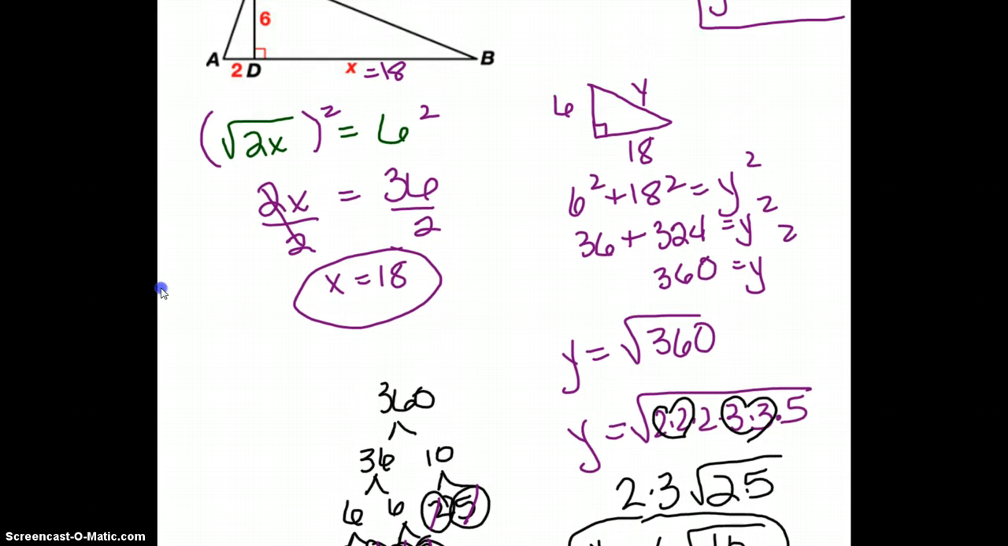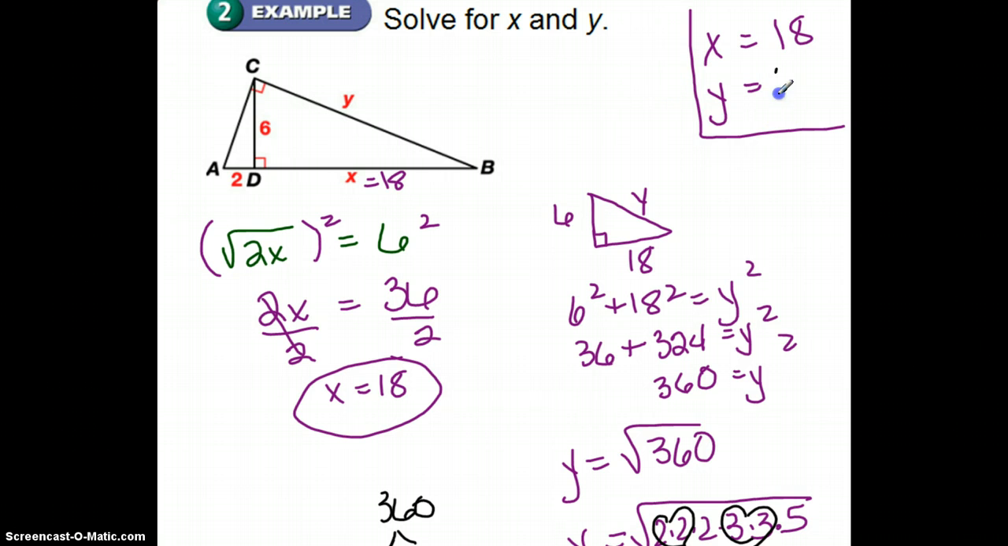Now I'm going to slide up and put this into my answer box. Remember, make yourself some kind of answer box that will really, really help in this section.